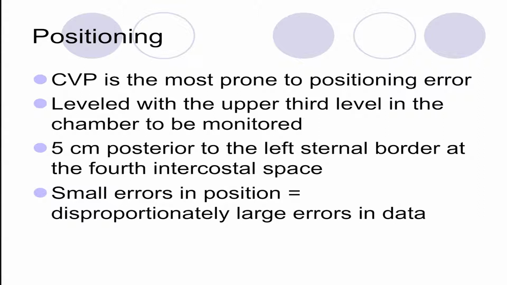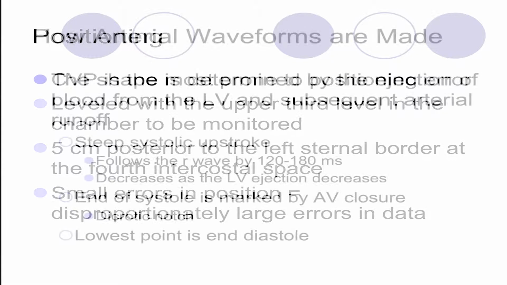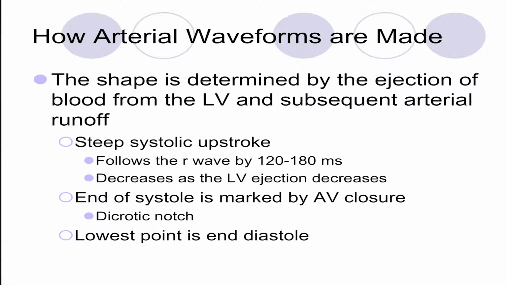So positioning, we talked about, CVP is the most prone to positioning error. We have a lot more fluctuation on an arterial line, but on a CVP, small changes can mean big changes in numbers. We talked about how small errors in position are disproportionately large errors in data. So how do we make arterial waveforms?